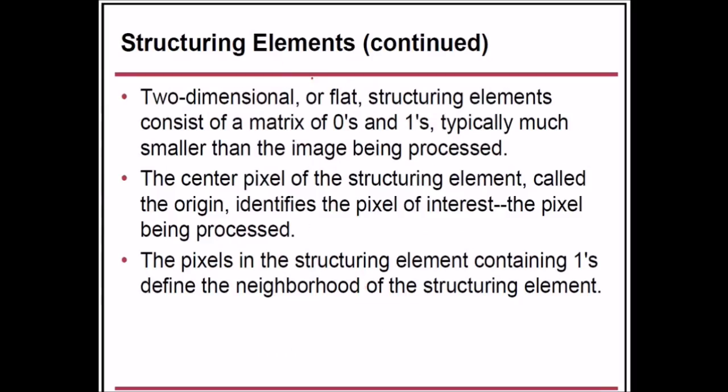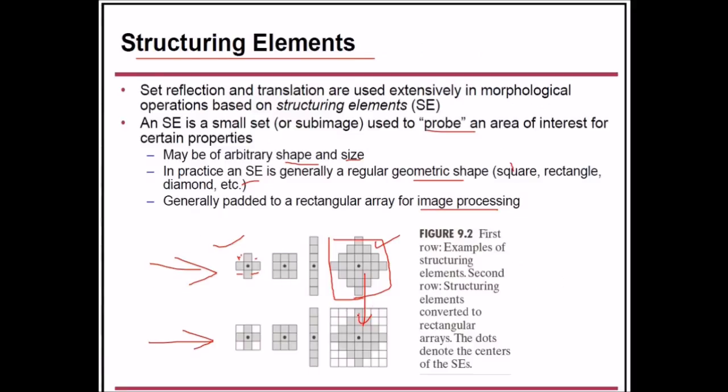Two-dimensional or flat structuring elements consist of a matrix of 0s and 1s and are typically much smaller than the image being processed. The center pixel of the structuring element is called the origin; it identifies the pixel of interest, the pixel being processed. The pixels in the structuring element containing 1 define the neighborhood of the structuring element. If we take this particular shape for image processing, these are the values which define the boundaries.